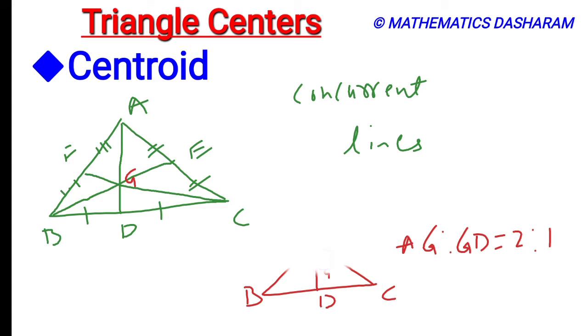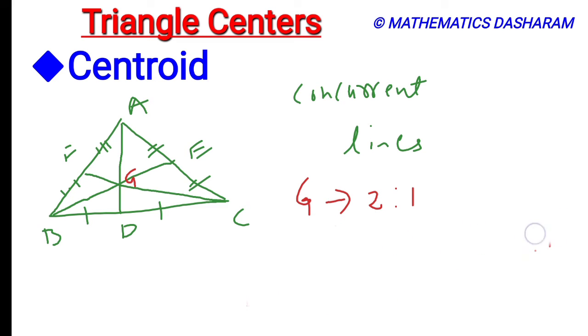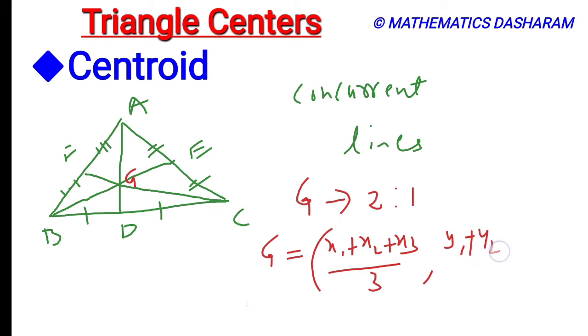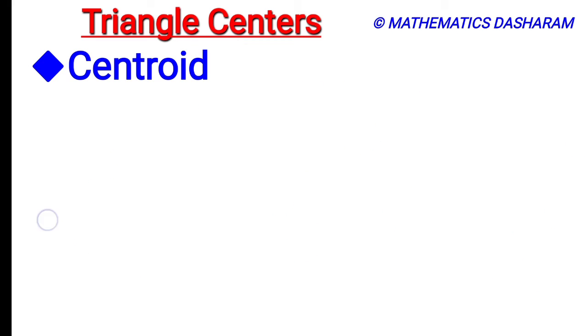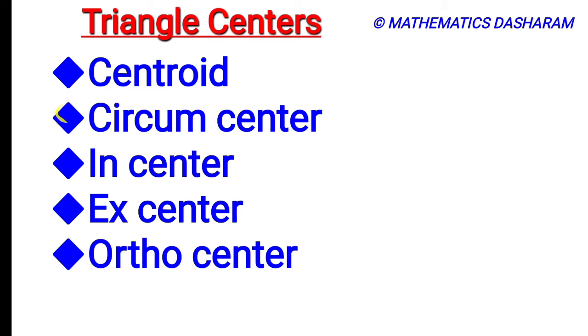And if you have the 3 vertices of a triangle, then we have one formula to find the centroid, that is average of x coordinates of 3 vertices of a triangle, comma average of y coordinates of 3 vertices of a triangle. So here A is x1 comma y1, B is x2 comma y2, C is x3 comma y3. So next, the second one is circumcenter.